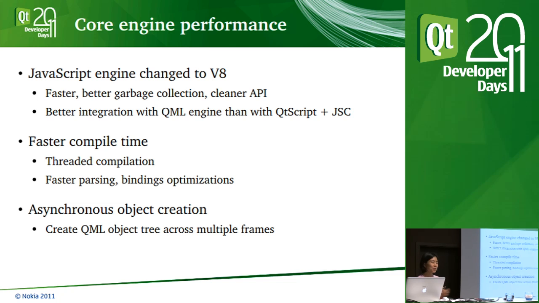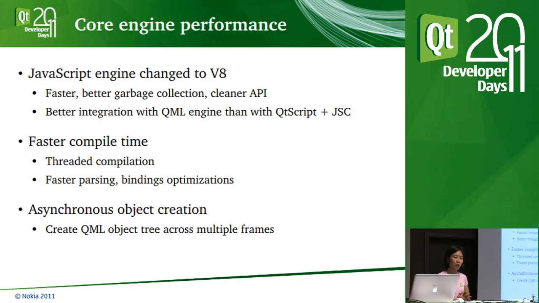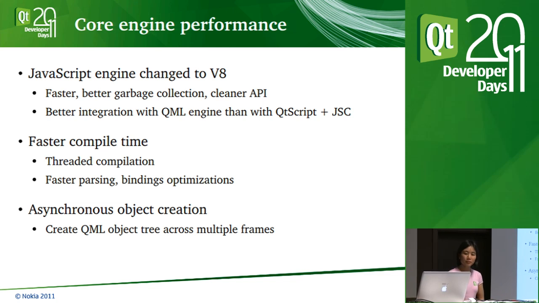We also parse and compile QML faster in QtQuick 2. We've got some threaded compilation going, and we've also got better optimizations for property bindings. We've also been working on asynchronous object creation, so if you're creating a lot of objects, you'll be creating a QML object tree across multiple frames, so that you obviously get a performance benefit.